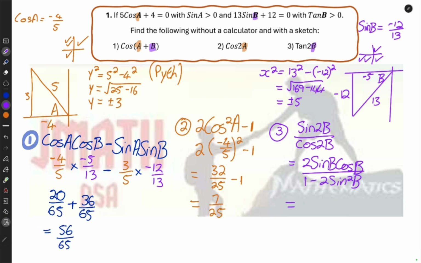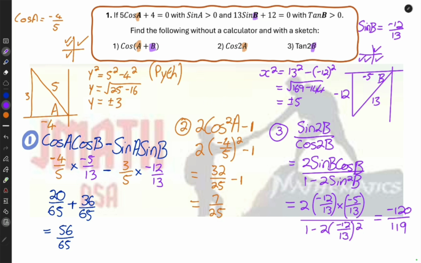Okay, so let's just go and sub in. So sine is minus 12 over 13. I'm going to put that in a bracket. And then cos is minus 5 over 13. All of that is over 1 minus 2. And then we said sine was minus 12 over 13, and that is squared. You can just type in this whole thing in the calculator and it will tell you it's minus 120 over 119.